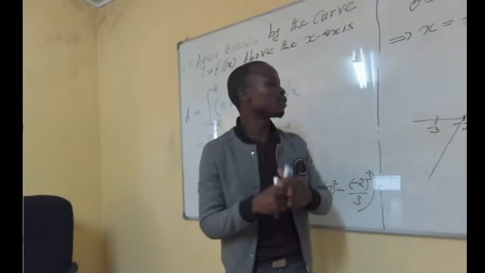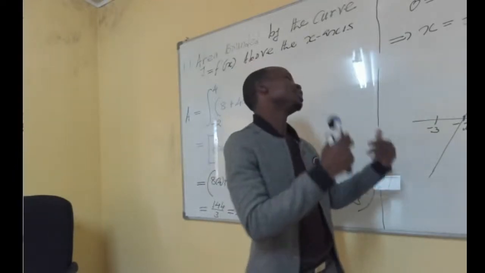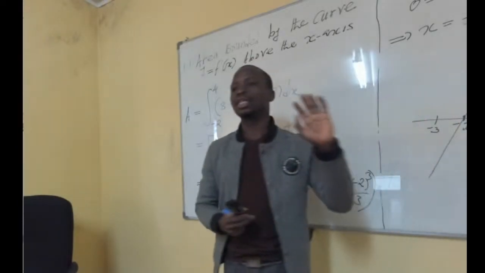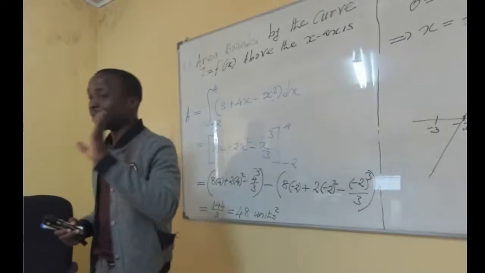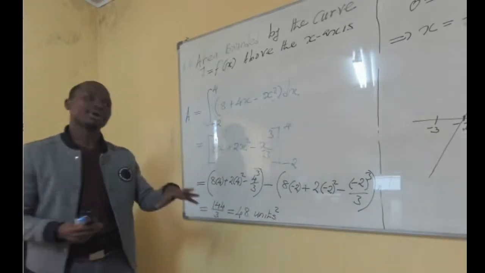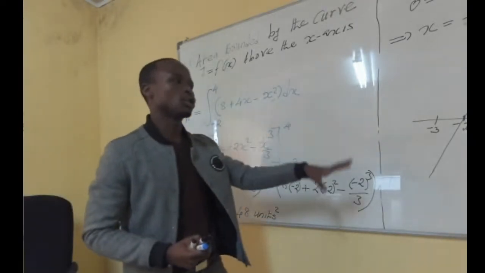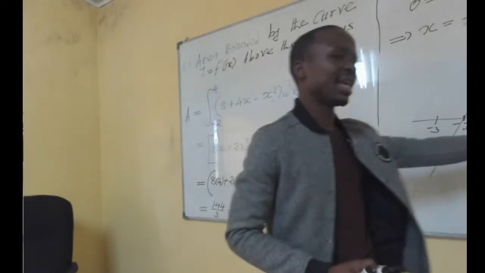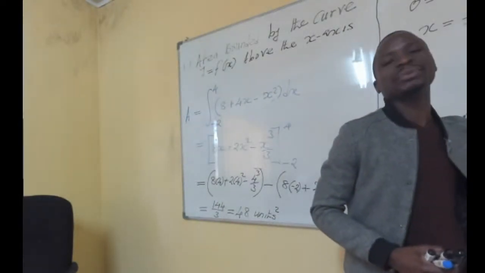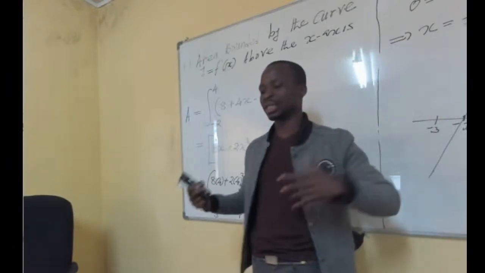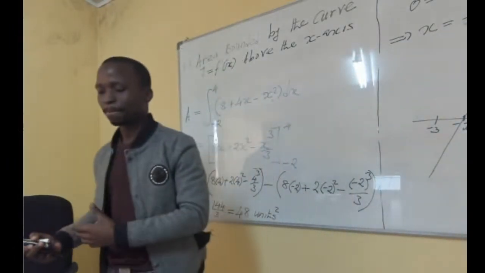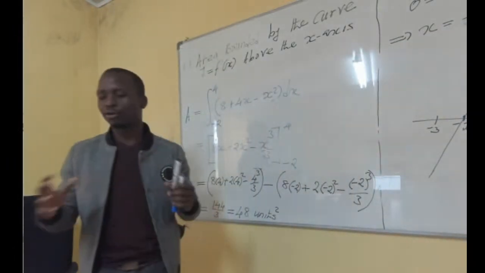Then your limits of integration are the points at which this graph is crossing the x-axis. Now, let me tell you something here. It's not always that your limits of integration will be at the points where the graph crosses the x-axis. There are times when the limits of integration will be different. In most cases, you find it's given. So please let's not confuse ourselves.